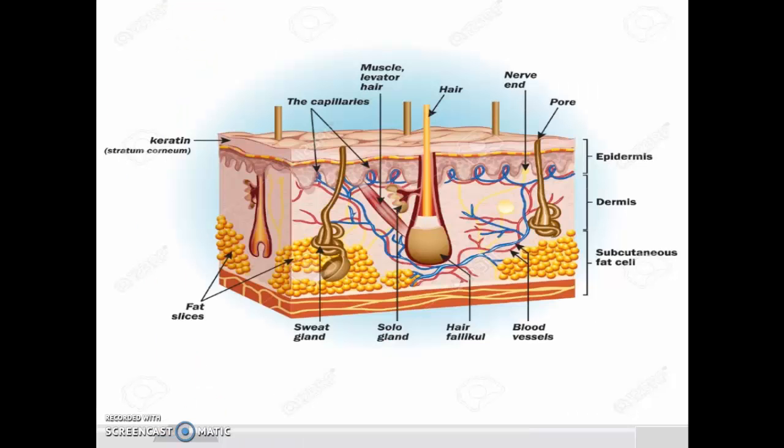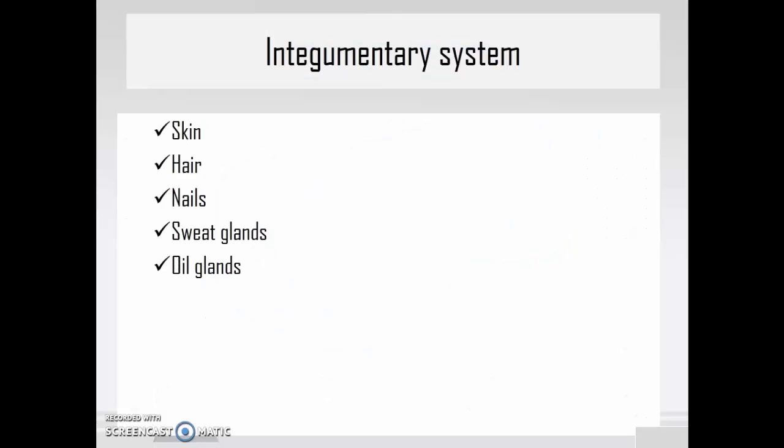So, what is this? I think this is the internal structure of skin. You can find epidermis, dermis, and sweat glands. Now we are going to talk about the integumentary system of the human body. When it comes to the integumentary system, it has skin as a part of it. Sweat glands are there, oil glands are there, nails are there, and hairs are there.